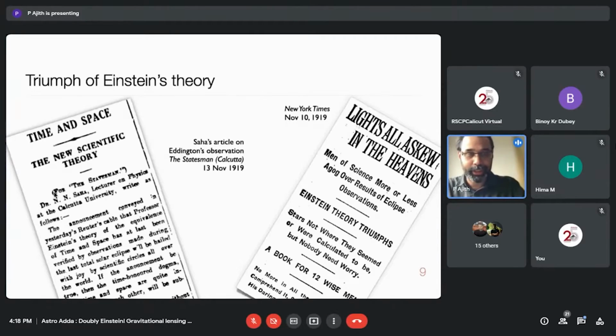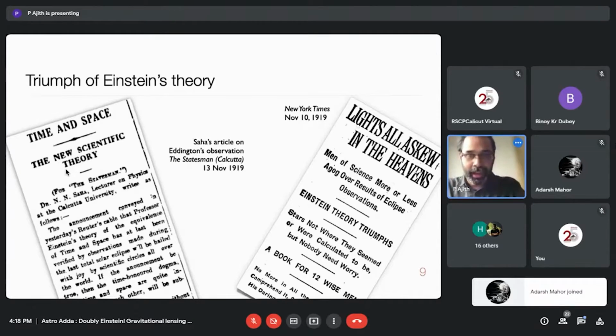So the left-hand side shows an article that appeared in the Statesman newspaper, published from Kolkata. And this article was written by no one other than Meghnad Saha, in which he makes a very prophetic statement that if these observations by Professor Eddington hold, then our understanding of space and time would completely change, would undergo a revolutionary change. And this is what indeed happened in the last century. Our understanding of space and time indeed underwent a major change.